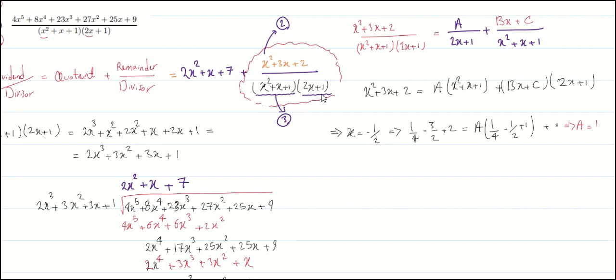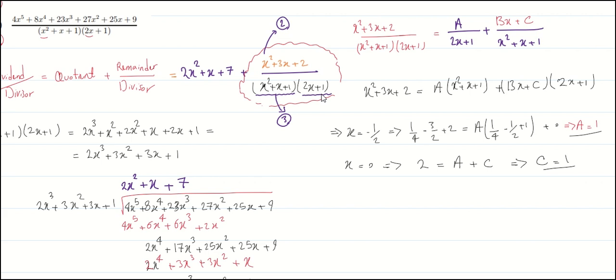Now, if we just plug in another smart value, such as 0 in here, we would have 2 on the left-hand side. On the right-hand side, we have a plus c as well. Since the a value in here is equal to 1, we can say that our c value is equal to 1 as well. So far we got the a and c values using just smart values of x.